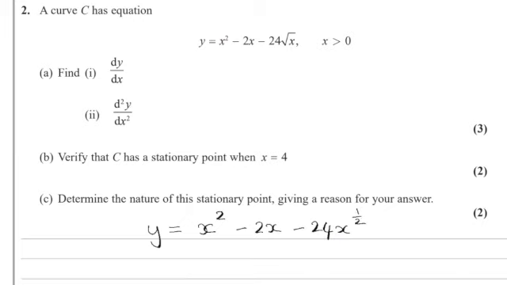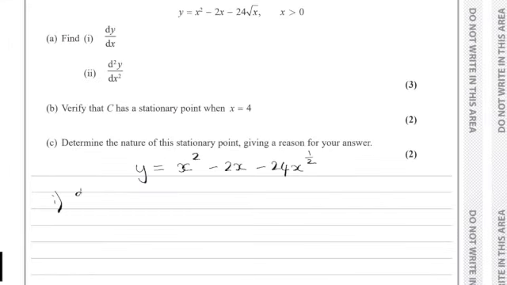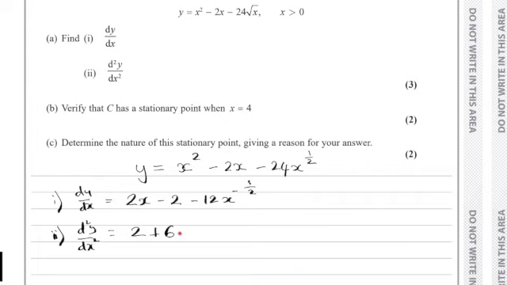Right. So let's go ahead and do part 1, differentiate at once. So you can see that dy/dx is equal to 2x minus 2 minus 12x to the minus a half. And furthermore, if we go ahead and do the second differential like they want us to, let's do so. d2y/dx squared, make sure we get that way around, please, is equal to 2, and then minus 12 times minus a half, obviously plus 6x to the minus 3 over 2. Okay, so that's going to get us our first 3 marks.